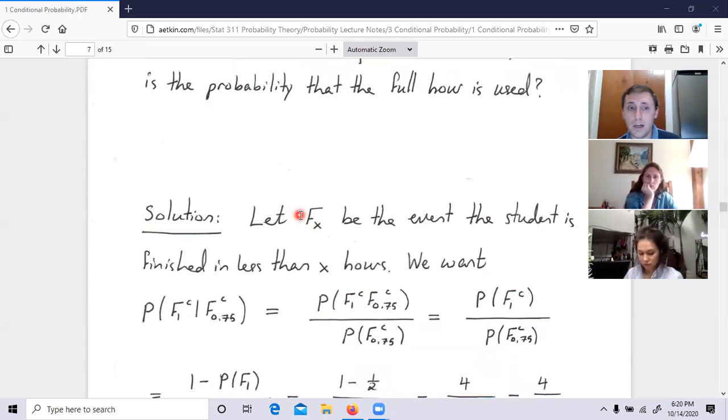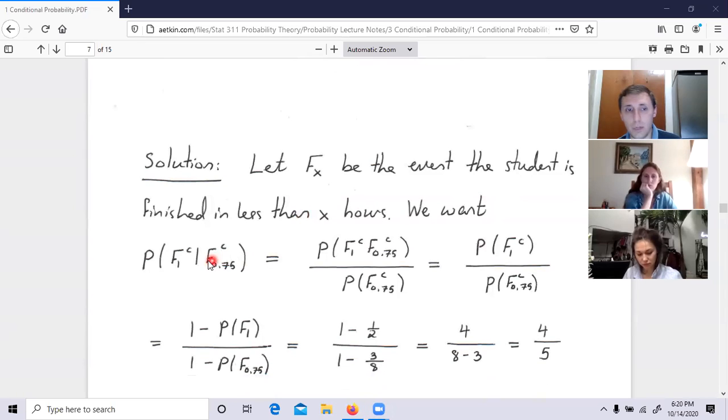Good. So what is it that we're interested in? We're interested in the probability that the student is not finished before 1 hour. If it takes the full hour, it means that the full hour was insufficient. So he is not finished in that 1 hour, given that he is not finished in 0.75 of the hour. And for this problem, perhaps it's nicer to use this unrestricted probability. So what is this? This is the probability of F1 complement intersect F0.75 complement.